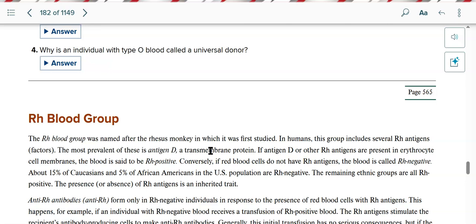About 15% of Caucasians and 5% of African Americans in the U.S. are RH negative. So most people are RH positive. And this is something that you inherit. You get a gene to give you RH positive or not.